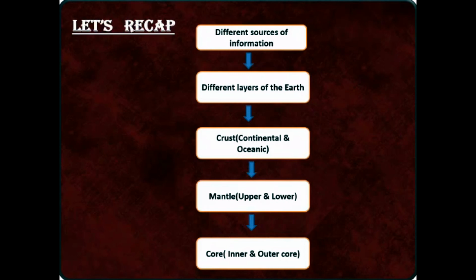Let us see first the crust. We studied that the uppermost layer of the earth's surface is in a solid state and it is called the crust. The thickness of the crust is not the same everywhere. On an average, it is 30 to 35 kilometers thick. It is the thinnest of all the layers when compared to the mantle and the core. The crust is divided into two layers, that is the continental crust and the oceanic crust.